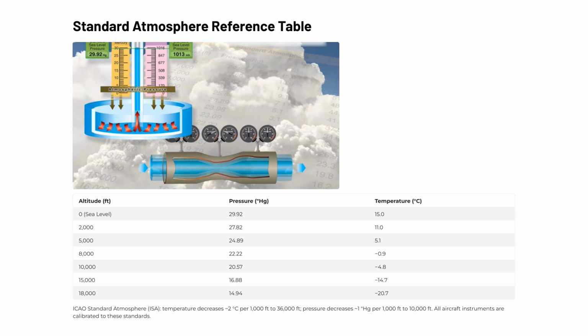At sea level, standard conditions are 29.92 inches of mercury and 15 degrees Celsius. These are the benchmark values your altimeter, airspeed indicator, and vertical speed indicator are all designed around. When actual atmospheric conditions differ from these standards, instrument readings will deviate from true values. That is precisely why understanding density altitude, pressure altitude, and temperature corrections matters so much in practical flight operations. Whenever you hear the term standard atmosphere, these are the specific values being referenced.